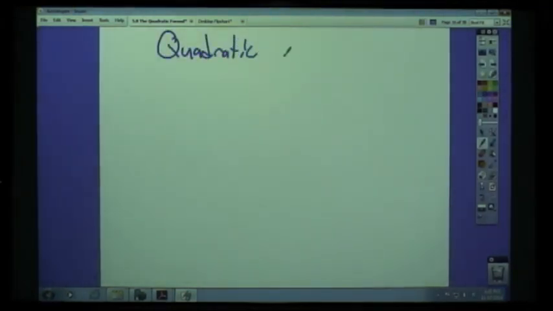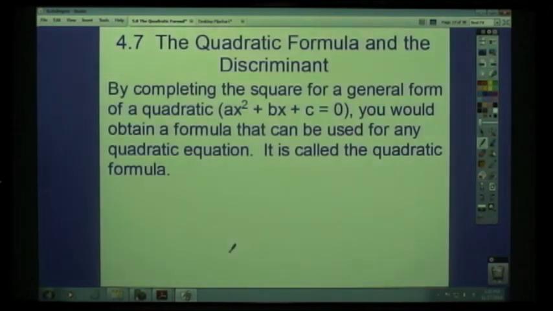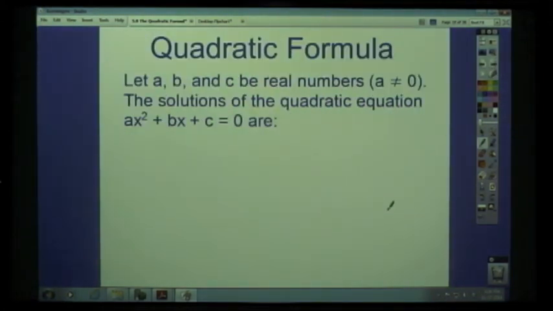And the quadratic formula is a way to find an answer for ax squared plus bx plus c, no matter what a is, no matter what b is, no matter what c is. You can go through and find the answers to that equation. Even if it doesn't factor, even if it doesn't complete the square very easily, you can find the answer if you can find the a, the b, and the c. And the solutions of this equation are equal to this. And this is what the formula looks like.